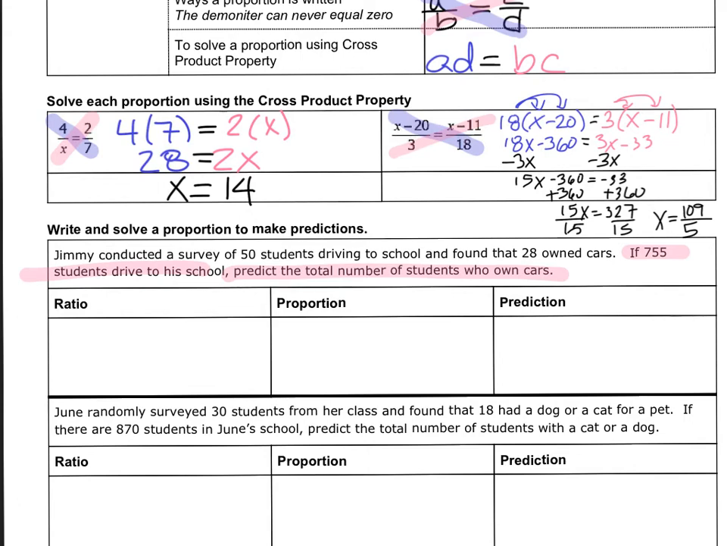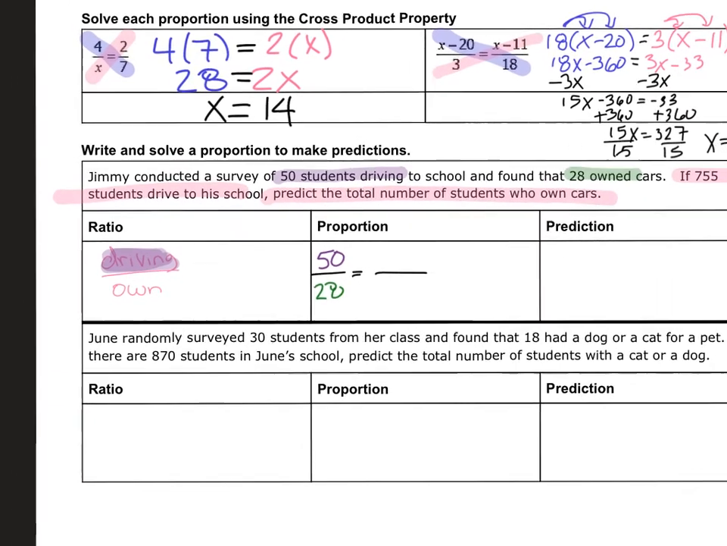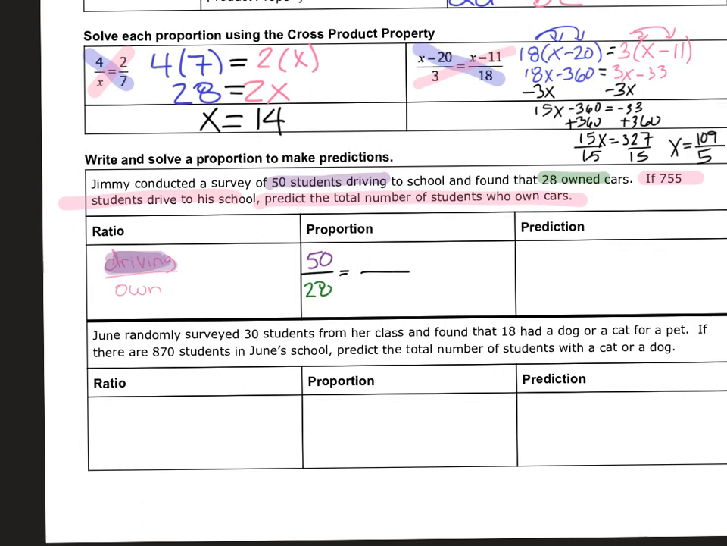And so now let's go ahead and set up our proportion. So we're going to focus on driving. 50 students are driving. So I'm going to have my 50 students. Of those that he surveyed, 28 owned the car. Now, I'm going to set this equal to the entire campus. And so again, focusing on those who are driving in the entire campus. And so that's 755. So that 755 will go in the numerator of my second ratio here.